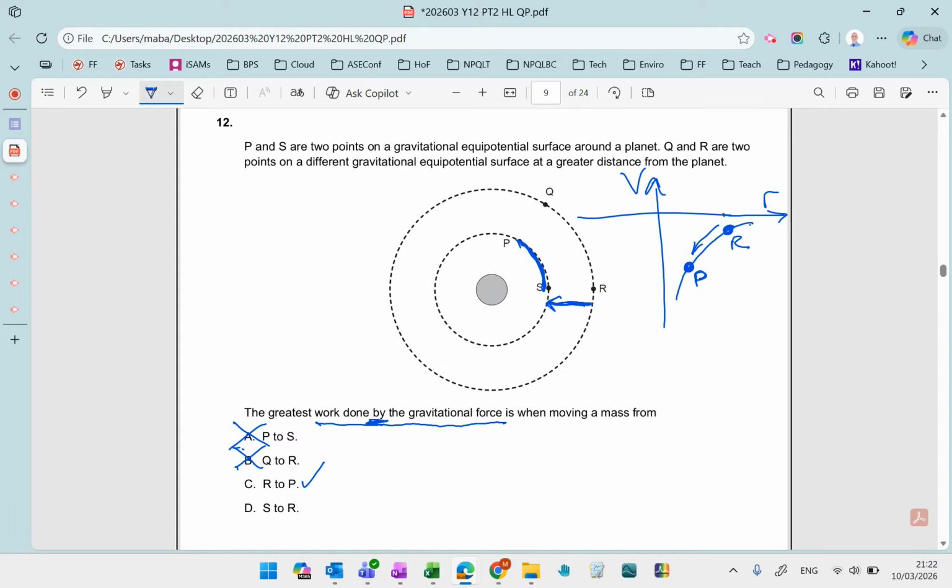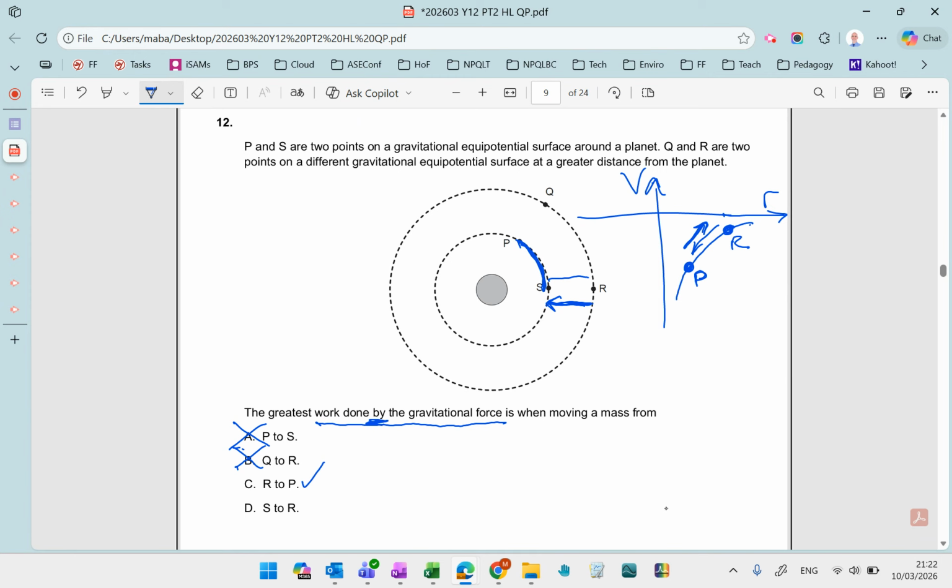So what about S to R? How would you take the mass and get it to go from P to R? Well, you'd have to increase its potential, right? You'd have to make its potential less negative. You'd have to increase it. You would have to push it up that way. So then you would be doing work on it, right?